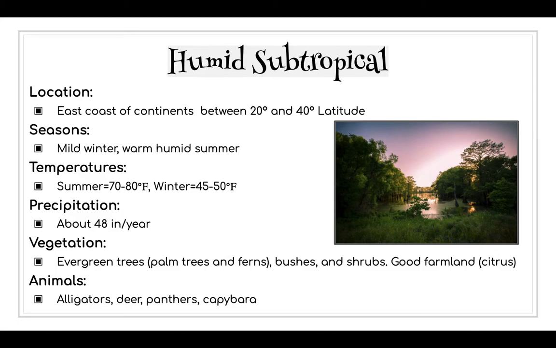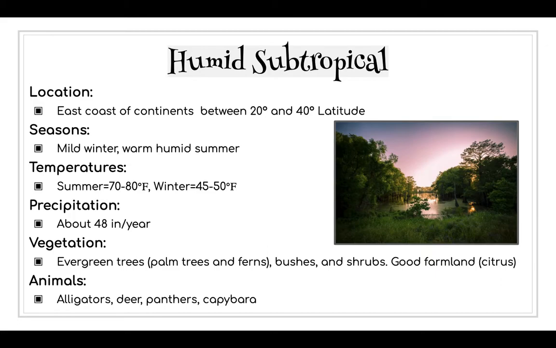So the location is east coast of continents primarily, especially between 20 degrees and 40 degrees latitude. This could potentially be considered our climate because we sit right between where humid continental ends and humid subtropical begins. So they have more mild winters and warm, humid summers. It depends on the winter, on how warm or cold it is, and that's because, like I said, we kind of sit on the edge.